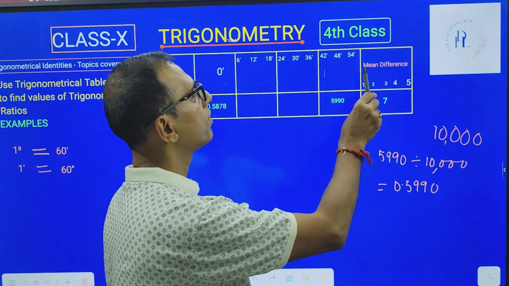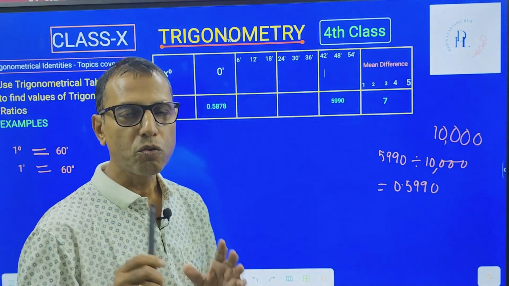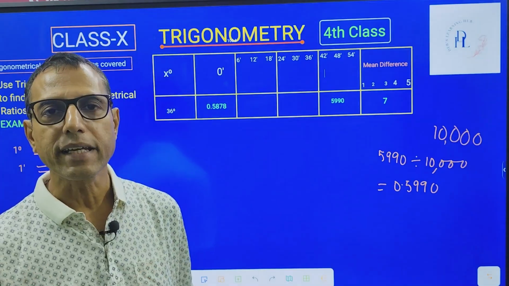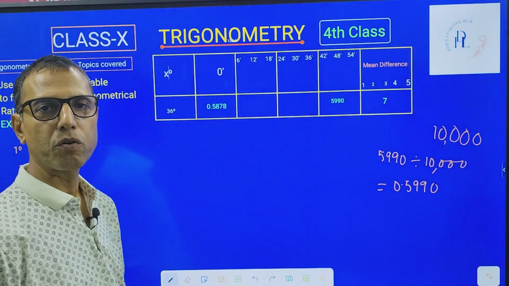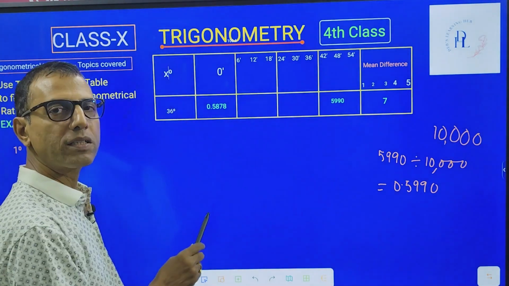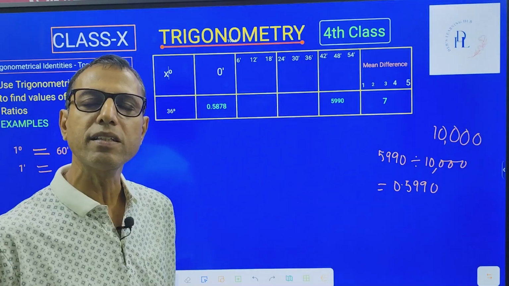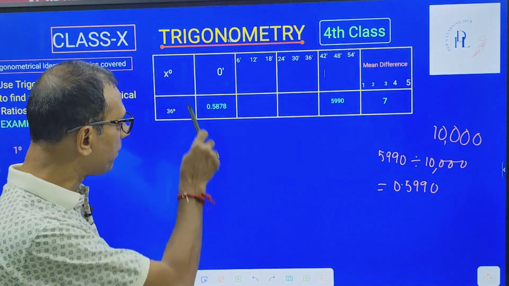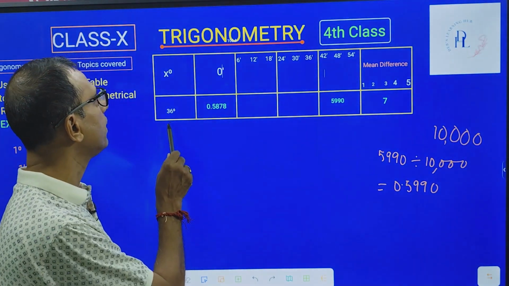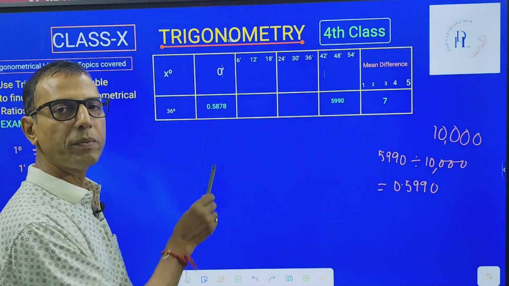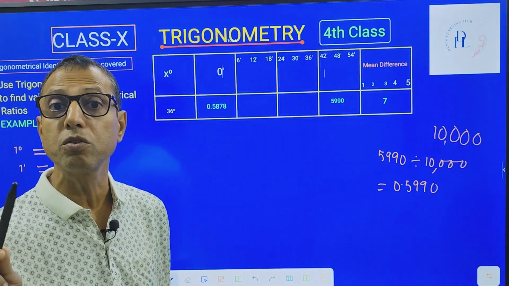The last column is the mean difference. Mean difference is used to find the exact angle. It is the original table, with degrees and minutes up to 54. So what is the value of 36 degree? 36 degree means 36 degree 0 minute. In the table for natural sine, for 30 degree 0 minute the value is not given as 0.5, it is given as 0.5000.